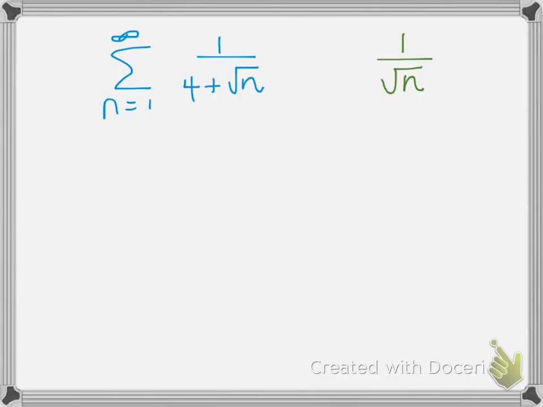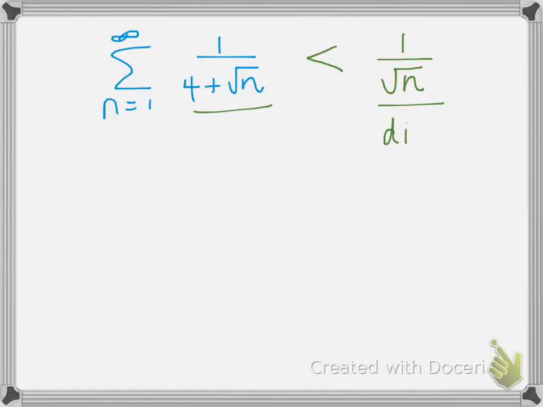Sometimes it's hard to figure out what's going on. So let me give you an example. If I had this one, I would probably try to compare it to 1 over square root of n. And what you'll find out is that this one is smaller than that one because the bottom is bigger, so that makes the fraction smaller.